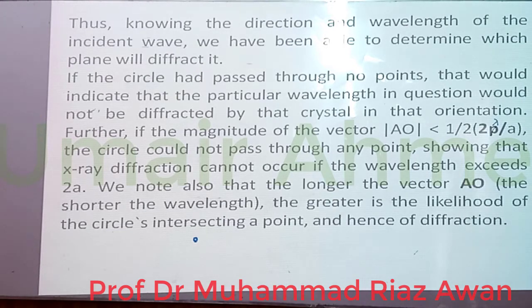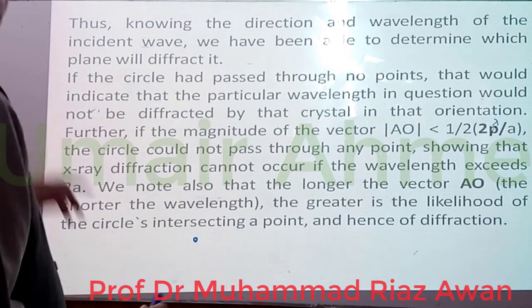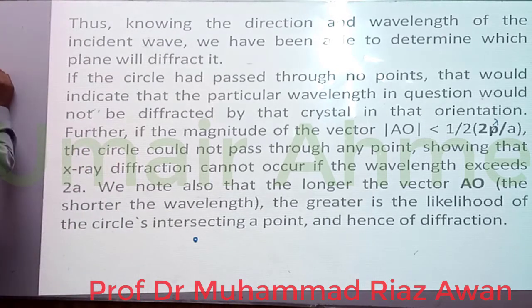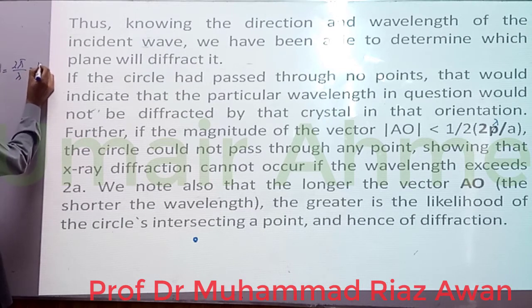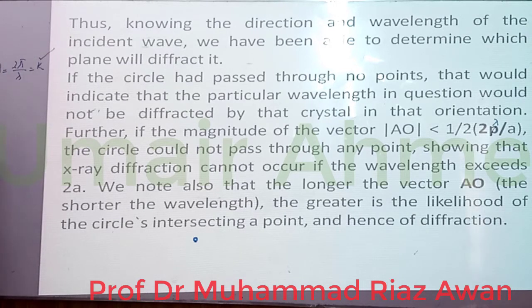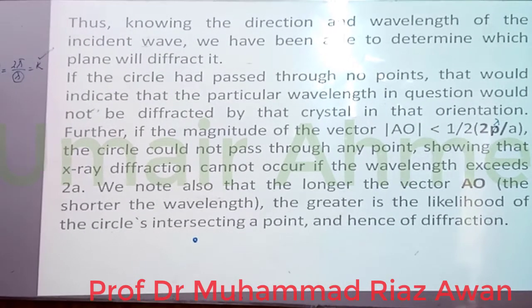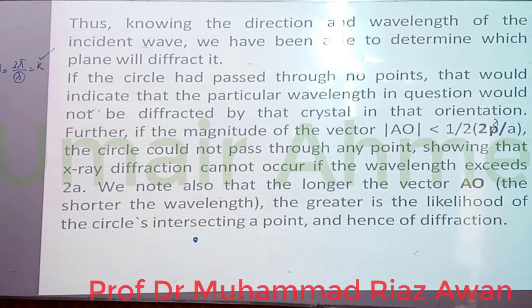We note also that the longer the vector AO, because AO is what? AO is equal to 2 pi divided by lambda, which is equal to k. Now, the longer this vector, the smaller the value of lambda. And if lambda is very small, then the circle will pass through many reciprocal lattice points. So it would mean that if we use a shorter wavelength, then the probability of diffraction occurring will be more.